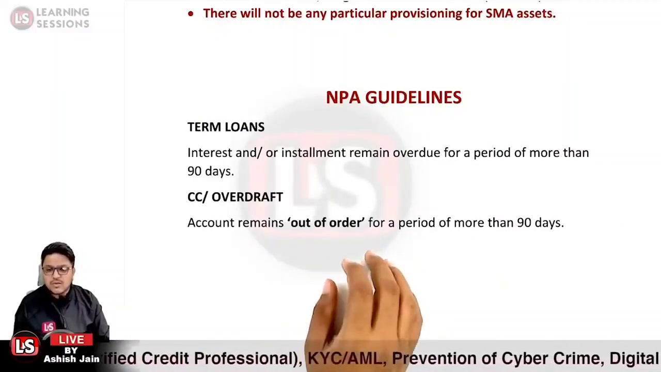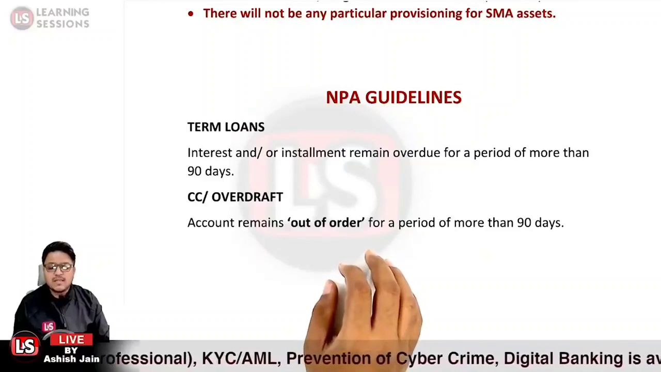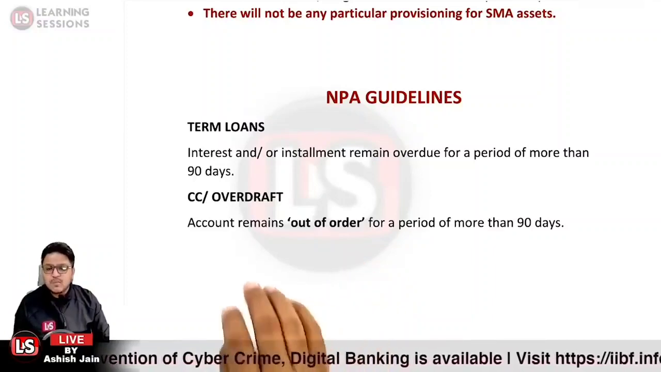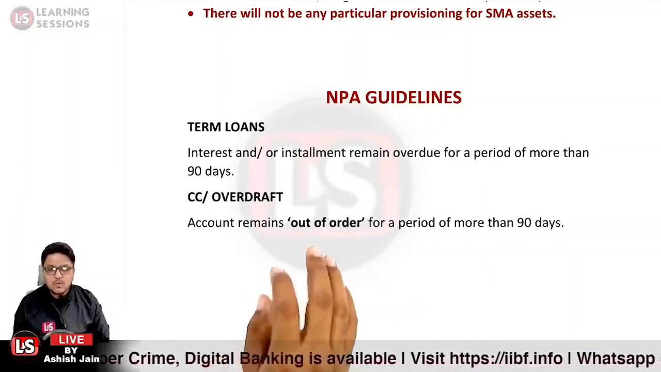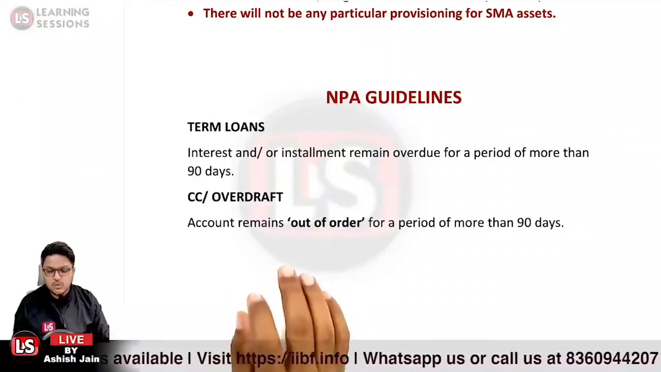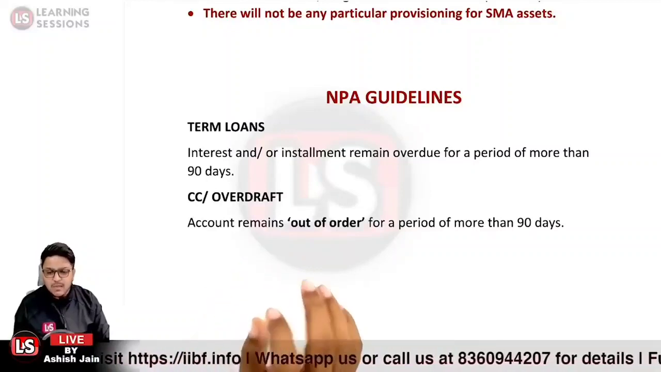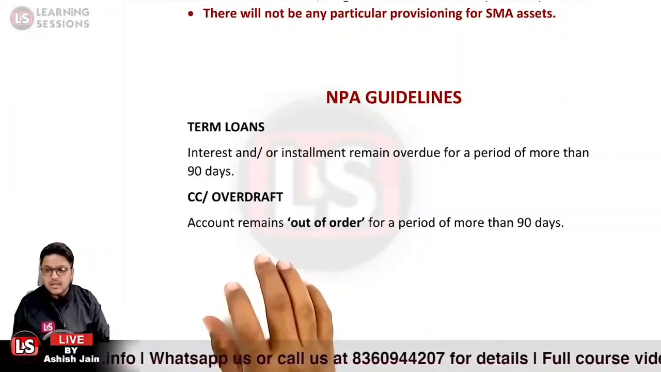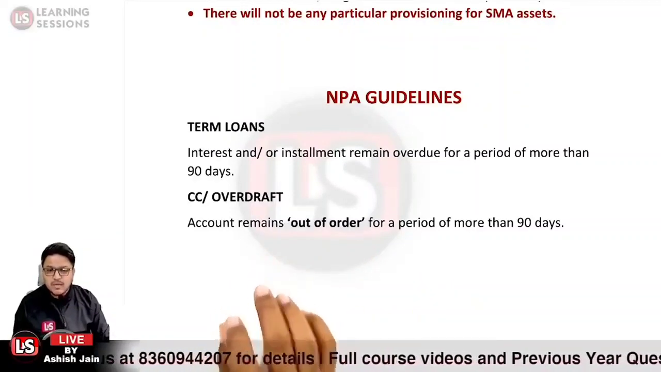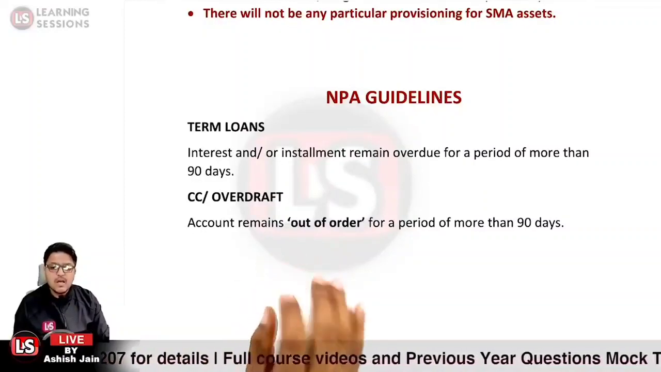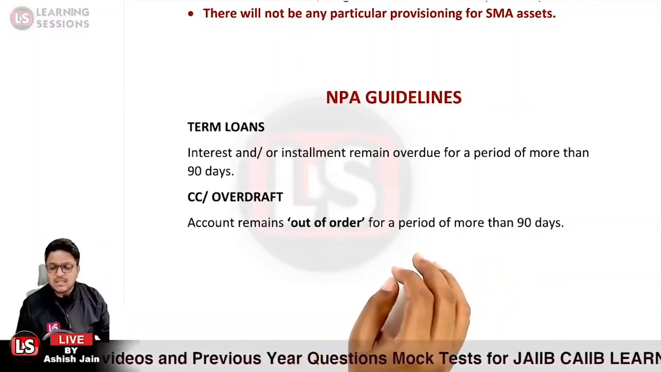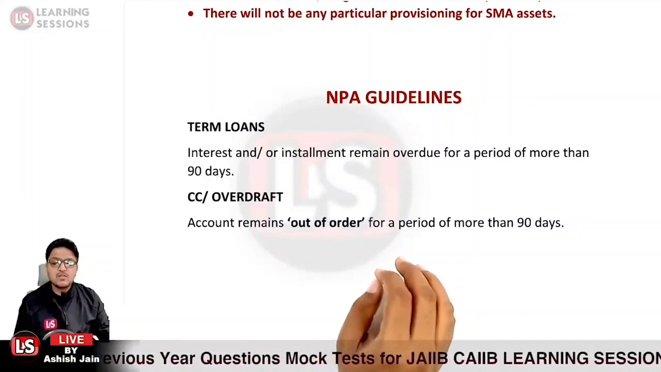So here is a question asked: when will the account become SMA NF? When the non-financial conditions are not fulfilled. Let us take the case where the stock statements were to be submitted under the CC account and were not submitted. In that case, it will turn into SMA NF status. It will show signs of irregularity, and after a 90-day period, it will be covered under the non-performing asset category. Now let us look at the CC overdraft. It says if the account remains out of order for a period of more than 90 days, it will be classified as a non-performing asset.